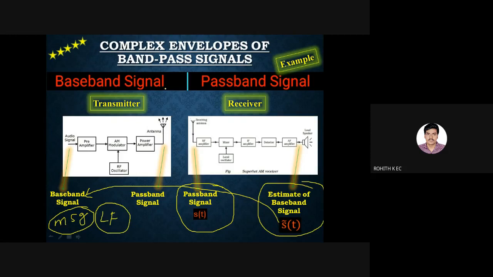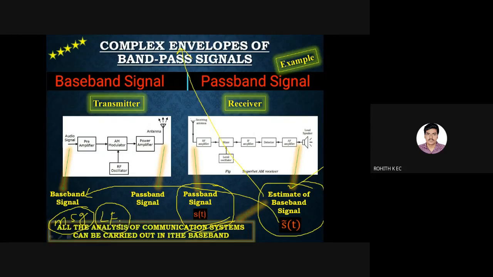So complex envelope gives us a method or a technique to estimate the baseband signal in the presence of passband signal. Okay, so complex envelope is giving us a method to estimate baseband signal in the presence of passband signal, and that will help us in analyzing the performance of communication system in an easier way, because now we are performing our analysis in baseband. When I say baseband, I'm talking about low frequency, because complex envelope, as you saw, will help us in removing the carrier frequency FC, thus making our analysis much easier, right?